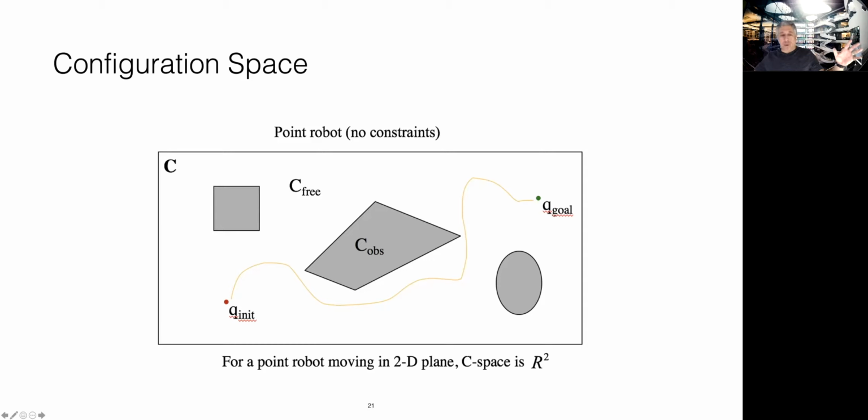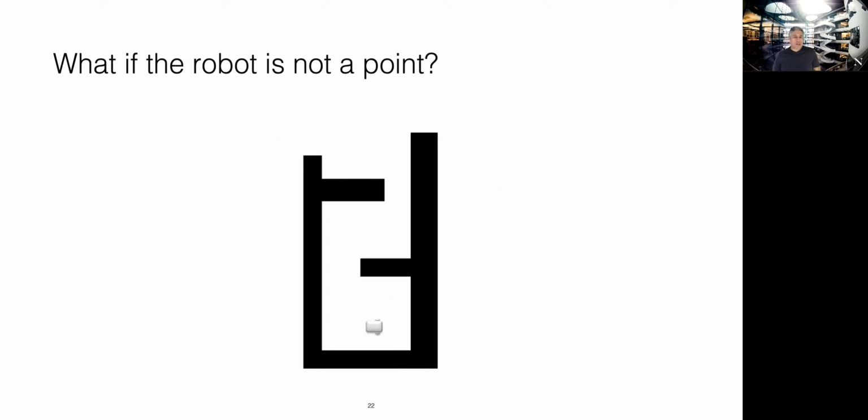This is basically wherever the robot can go, and then there are regions of the configuration space that are occupied by obstacles, which are the shaded regions, and then there's this free configuration space for the robot to navigate. What if the robot is not a point? And this is actually a good point, because no robot is a point.